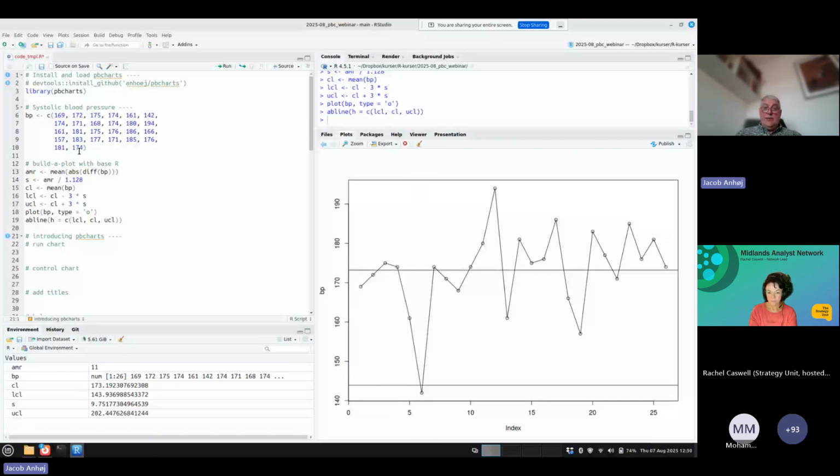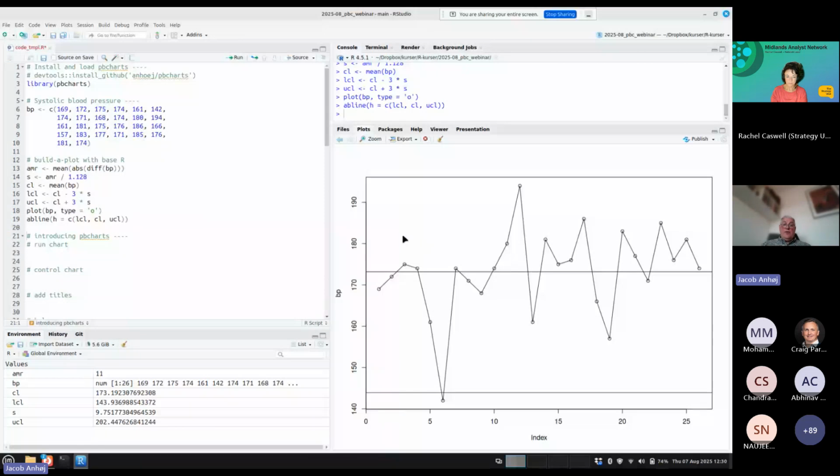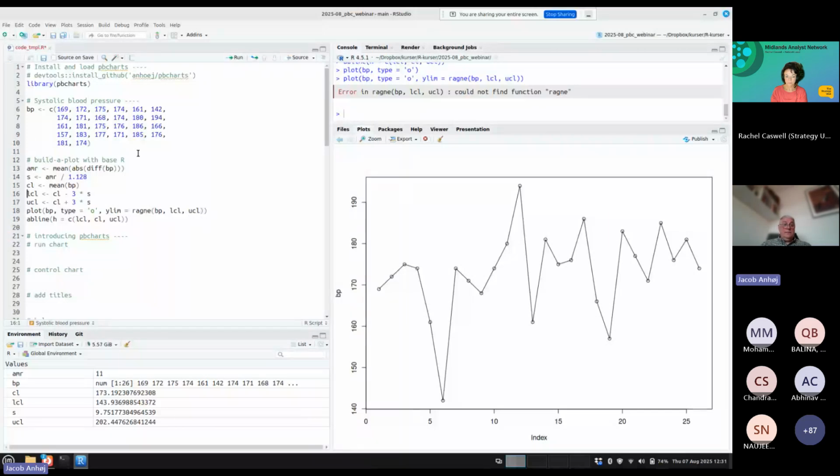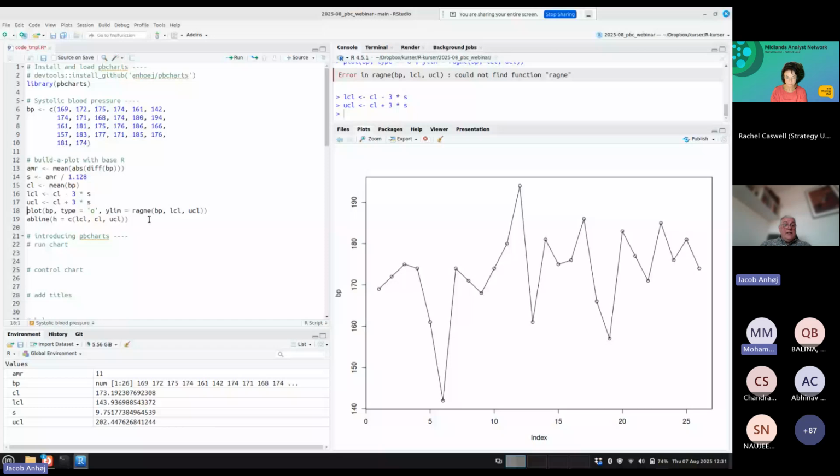Now something's wrong here. Can you see that? We can't see the upper control limit because when we first plot the data, there's not enough room to show the upper control limit, which we have down here. It's about 200. So we need to make room for this. We use the ylim argument. We need to include the blood pressure, lower control limit, upper control limit. There's a typo, I think, there. Range. Thanks. Yeah.